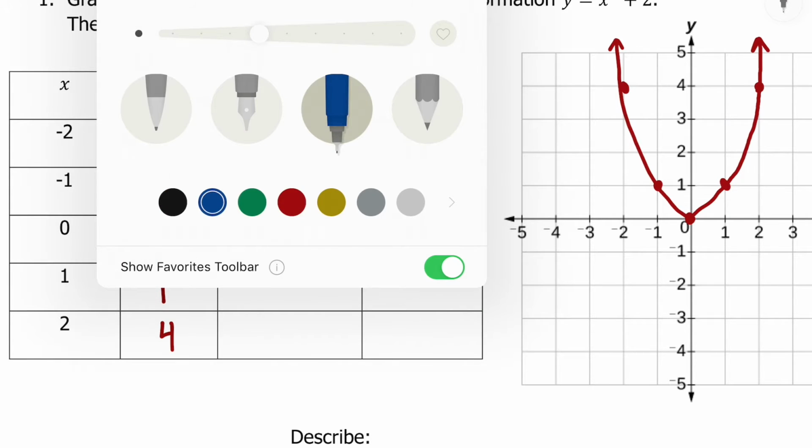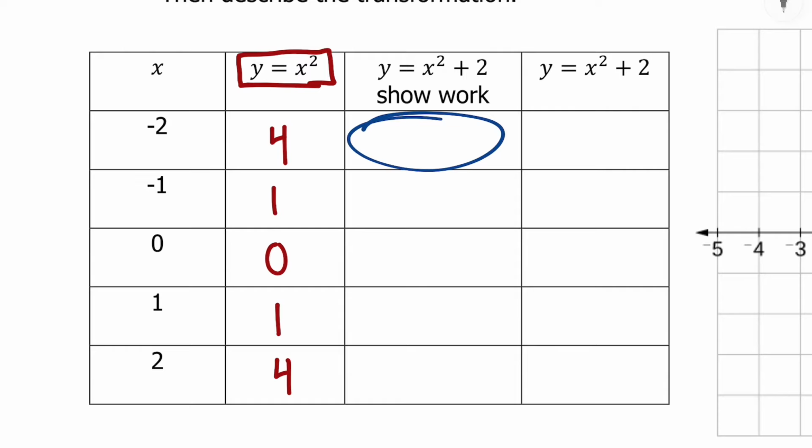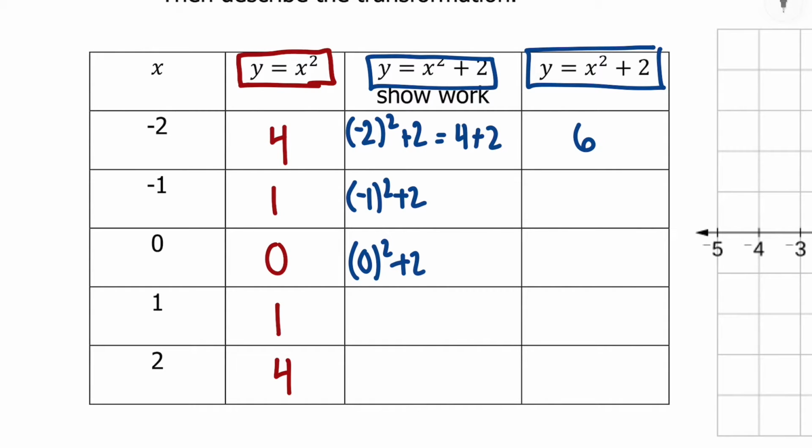So now I'm going to change my color because I'm working with a different equation. Here we're going to just show the work because there's some more work involved in the last part, and then write the number here. So I'm using blue for these. I'm going to just write out the work. So I'm plugging in negative 2 for x, so negative 2 squared plus 2. So negative 2 squared is 4, and then plus 2 is 6. Then I'm going to do that for all of these. I'm going to just plug everything in first, and then I will solve them. You can do that too. So then I'm going to solve all these.